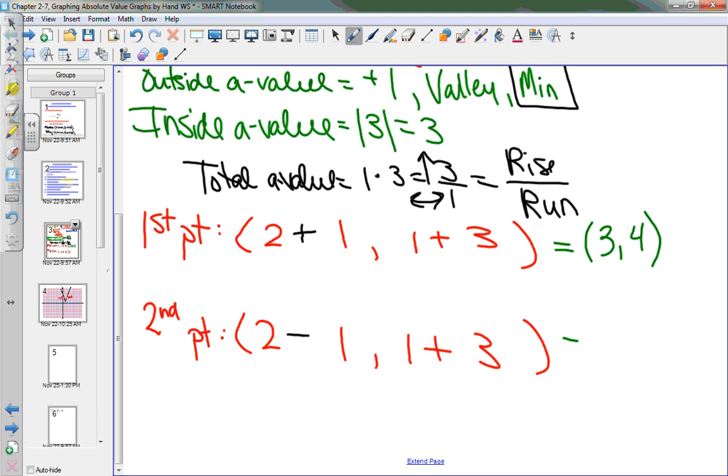4. Come down here. What's 2 minus 1? 1. And what's 1 plus 3? 4. Do those points look familiar? Yes. Do you see how we came up with them? Does that make sense?